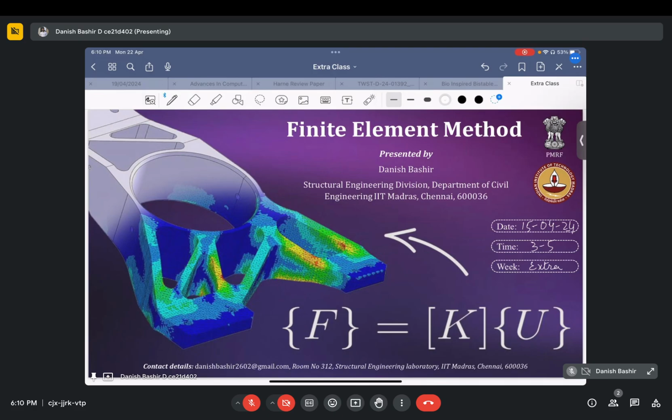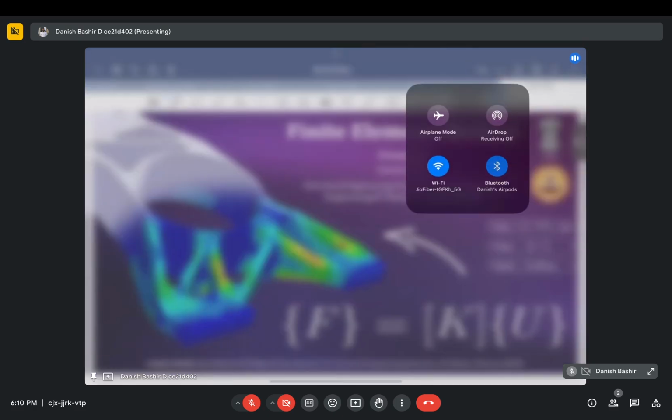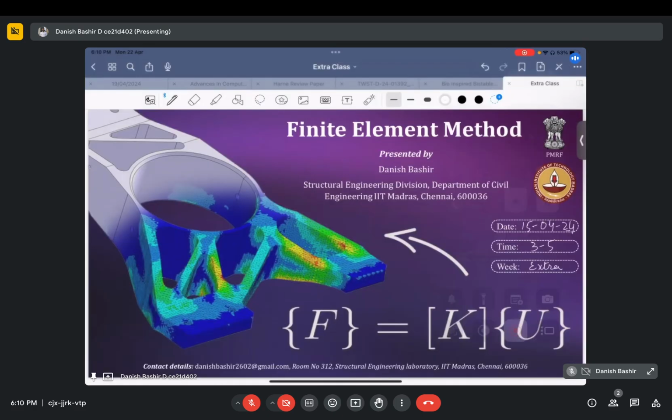Now, today is going to be our extra class. In today's extra class, we will be seeing some extra things in finite element analysis. So this is an extra session. Stay tuned with me. I will be taking you through some interesting concepts. I hope you will get those concepts.